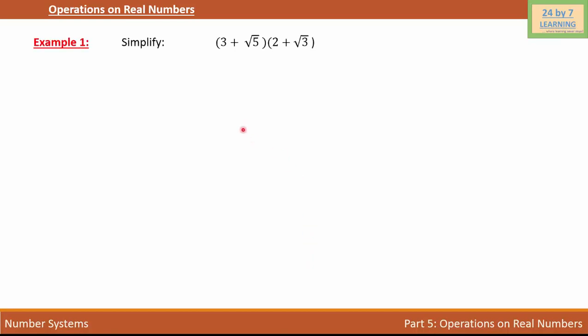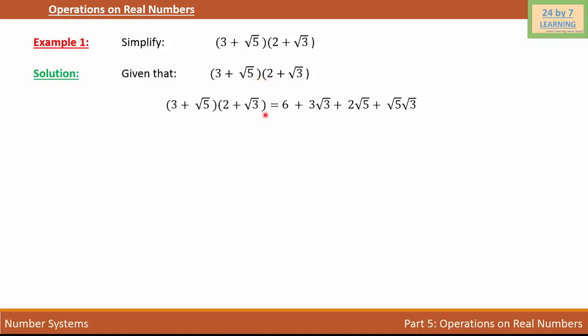So our first example is simplify (3 plus square root of 5) times (2 plus square root of 3). As you can see, it is given that 3 plus square root of 5 times 2 plus square root of 3. What we are going to do is distribute and multiply. So if we do that, we will write 3 times 2, which is 6. 3 times root 3 is 3 root 3, which is over here, plus 2 times root 5 is 2 root 5, which is over here, plus root 5 times root 3 is over here.